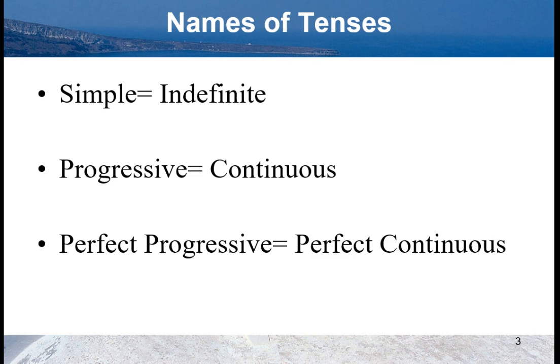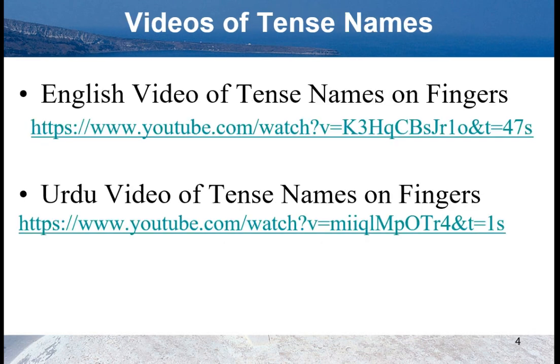Simple tense is equal to indefinite tense. Progressive tense is equal to continuous tense. Perfect progressive tense is equal to perfect continuous tense. I have made separate videos on my left hand so that you will learn the names of the tenses.